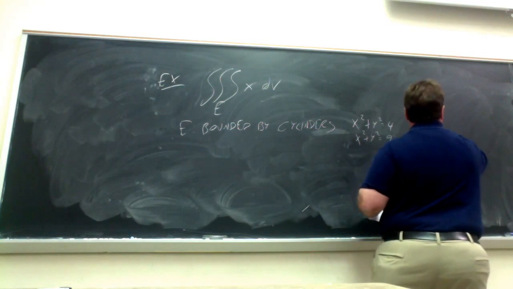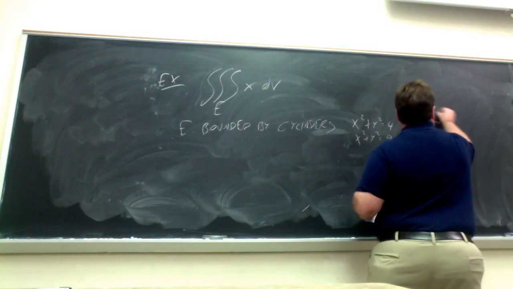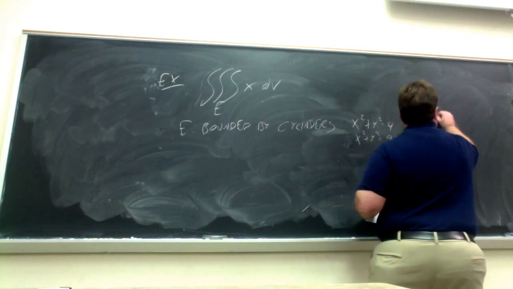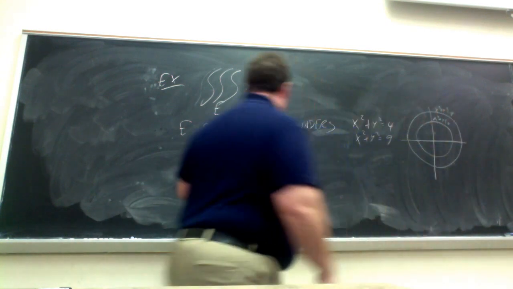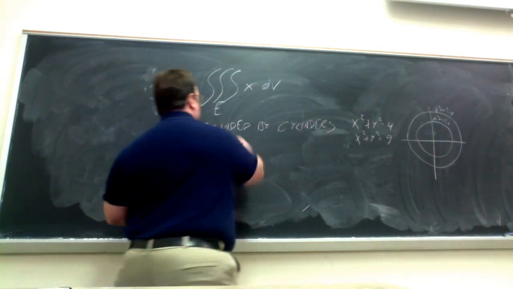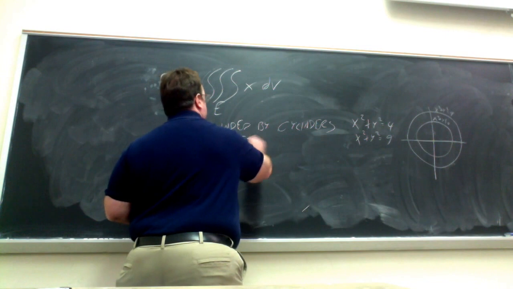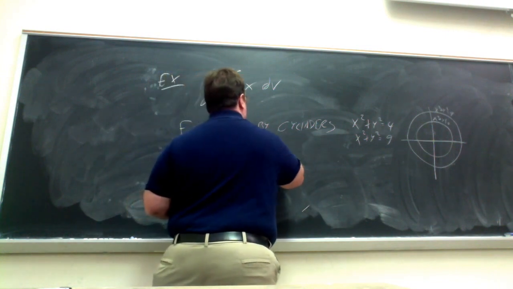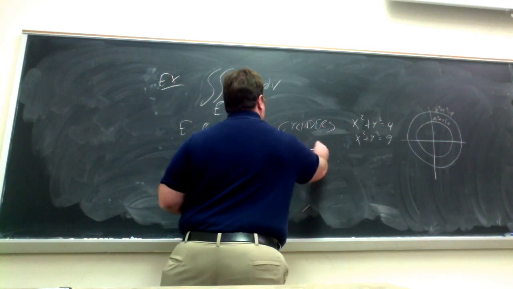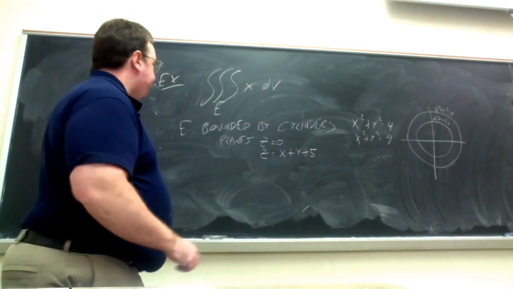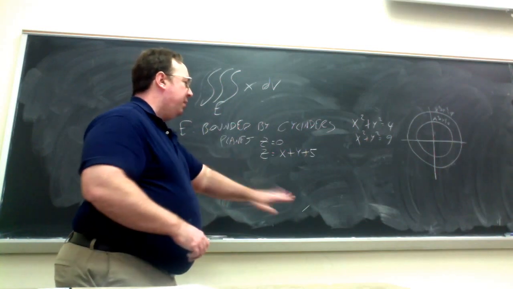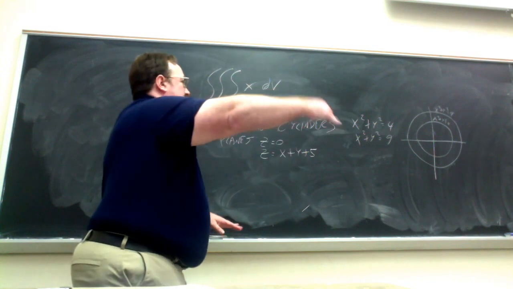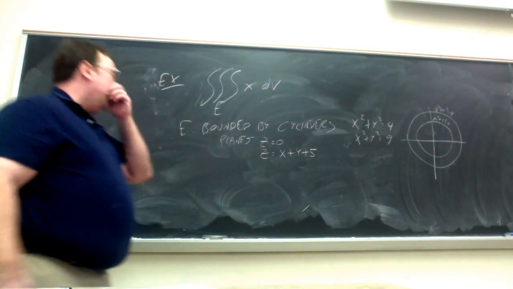So if we look at this from above, and then also bounded by the planes, z equals 0, z equals x plus y plus 5. So you have this ring between these two cylinders, but it gets cut off at the bottom by z equals 0, and then there's a plane up top, a slanted plane that cuts through it, x plus y plus 5.